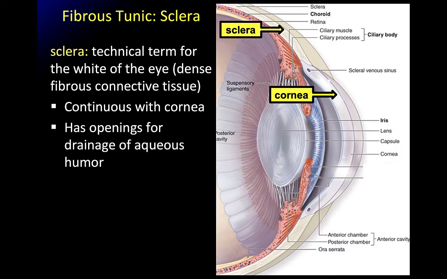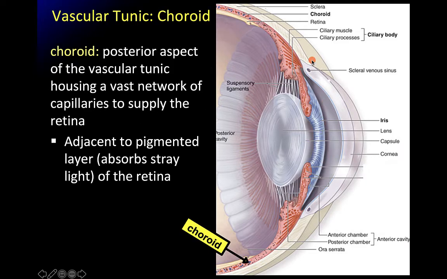The sclera, of course, is the white of the eye. One of the most important things about the sclera for us is that it is the insertion point for the extraocular muscles, the muscles that are going to move the eyeball around so we can look in various different directions. It is composed of dense fibrous connective tissue. It's going to be continuous with the cornea there. They again together form this fibrous tunic, and it has some openings here, what we call scleral venous sinuses, so that the fluid produced back here can flow out and onto the eye here.